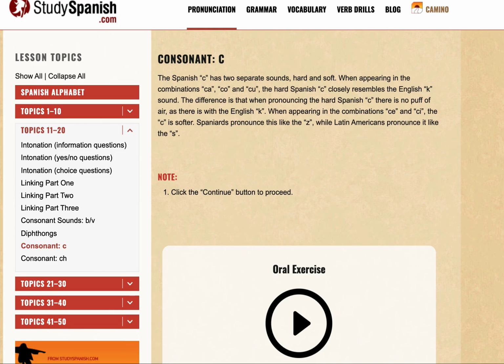When appearing in the combination CE and CI, the C is softer. Spaniards pronounce this like the Z, while Latin Americans pronounce it like the S.